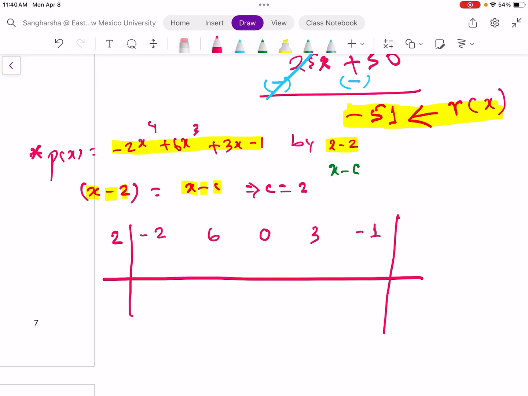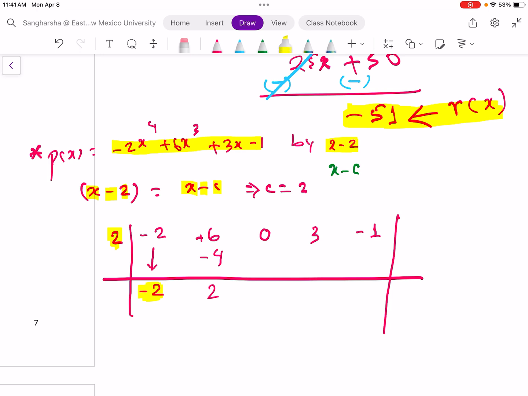How do we make a division? You drop the first coefficient, so negative 2. You do not multiply, you just drop, okay? Next, you multiply this dropped first coefficient with this c. So negative 2 times 2 is negative 4, and write it down below the next coefficient. So we write down here negative 4. We do not change sign. Only when you are using long division do you change sign, but with synthetic division we are not changing sign. So 6 minus 4 is positive 2.